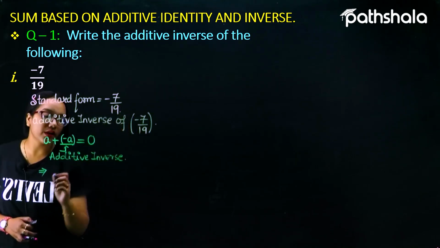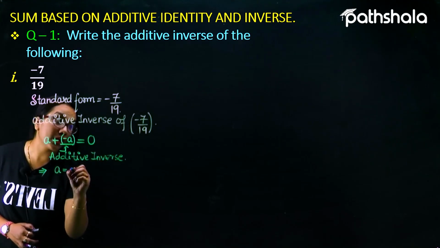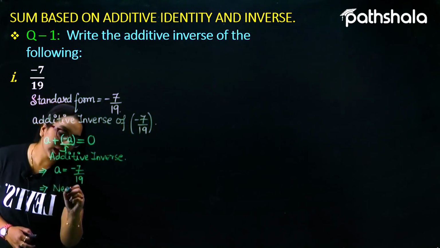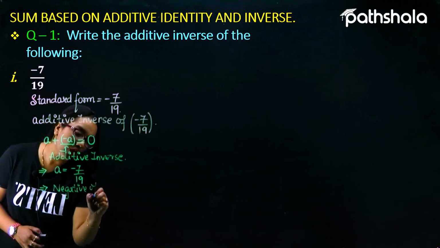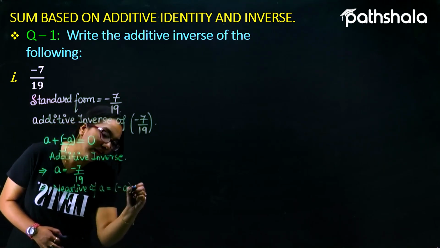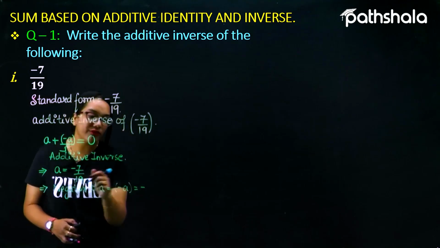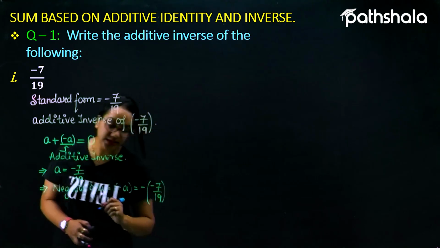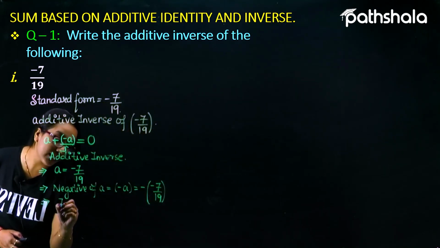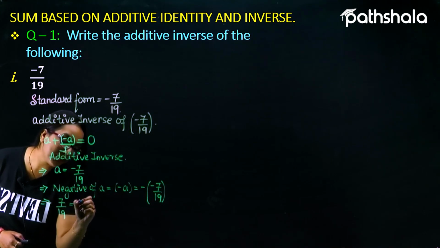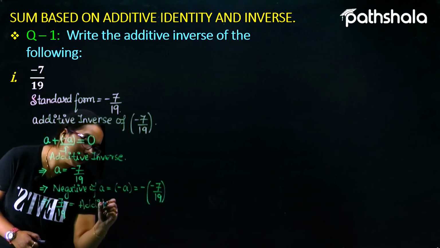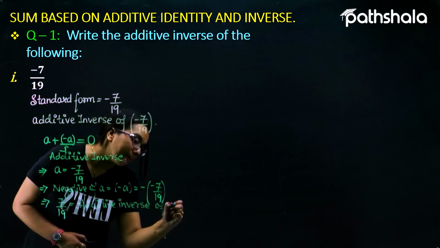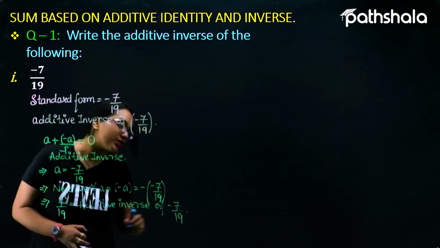So let us suppose I'm talking about the number a. If I'm taking the number a as minus 7 by 19, then the negative of a is equal to minus of a. What is the value of a? A is minus of 7 by 19. So minus minus is plus, and the answer is 7 by 19. So 7 by 19 is the additive inverse of minus 7 by 19.